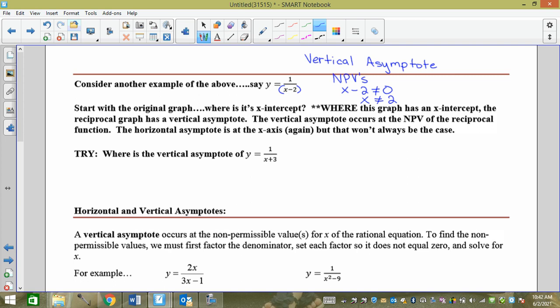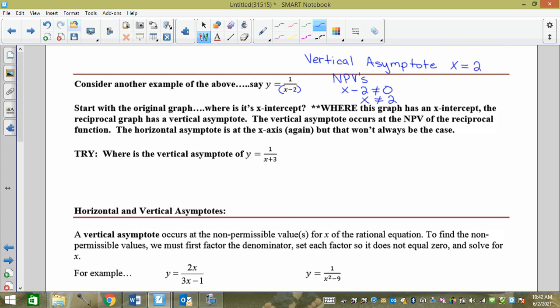It's the electric fence that the cow can't go to. The cow can walk along it, the cow can't touch it. It gets zapped, right? So it's where the graph does not exist. So if x can't equal 2, because it would cause me a denominator of 0, my vertical asymptote is where the graph doesn't exist. So it's at x equals 2. That's where my dashed line is going to be.